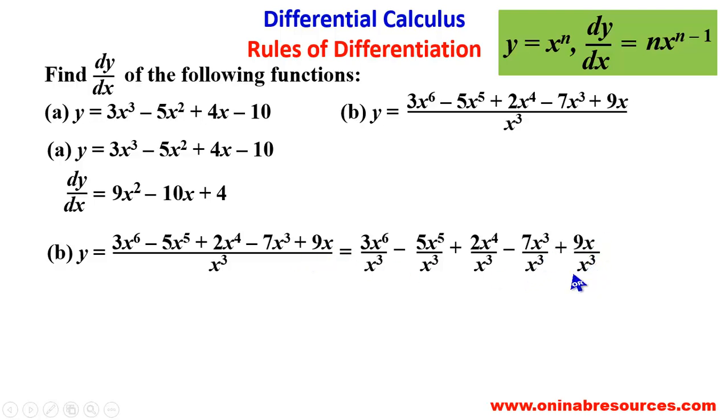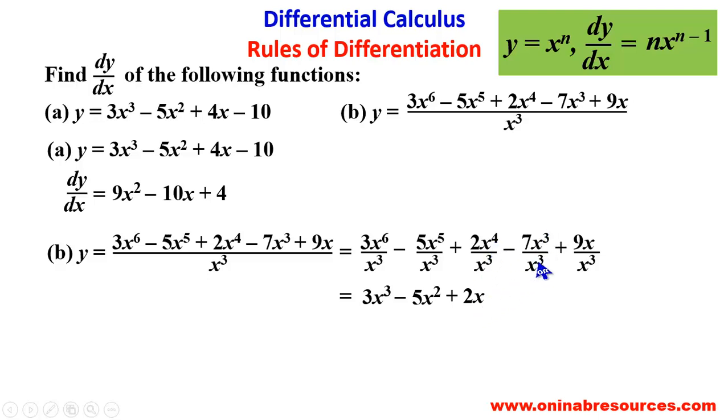9x divided by x^3. So from here, we are going to have 3x^3 because this x^3 will divide the x^6 to give us x^3. So we have 3x^3, then minus, in this case also, x^5 divided by x^3 will give us x squared. So we have 5x squared, then plus 2x. x^4 divided by x^3 gives x. So we have the x here.